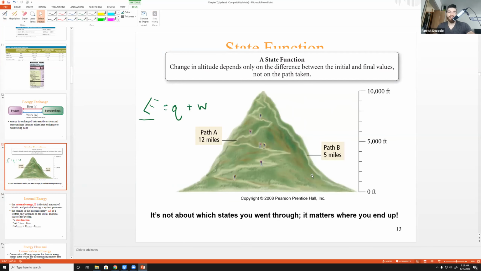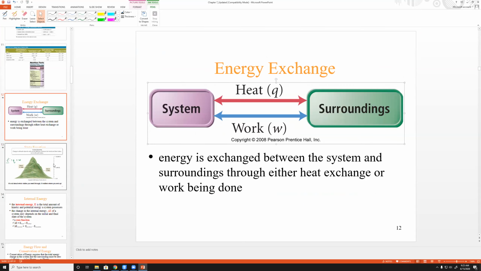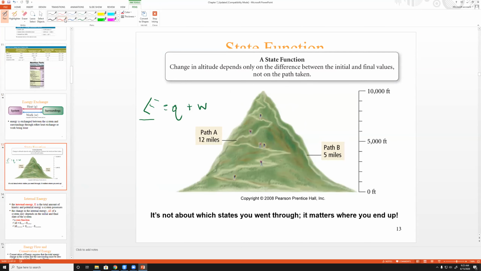Question? Is Q heat? Yes, Q is heat. And you see right there, heat, Q. I'll write that down.